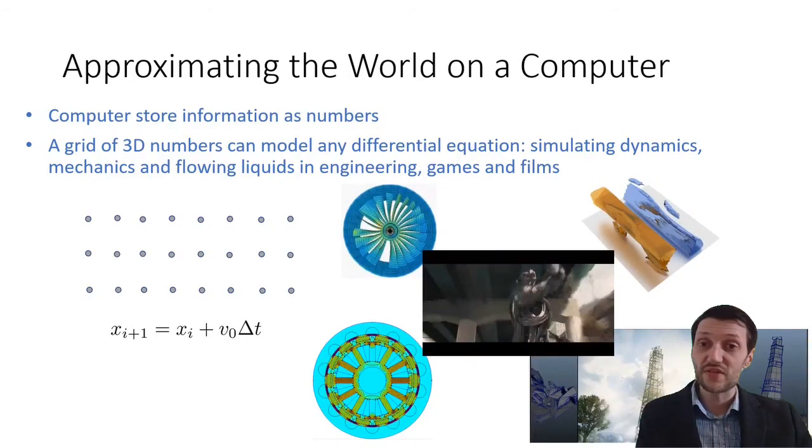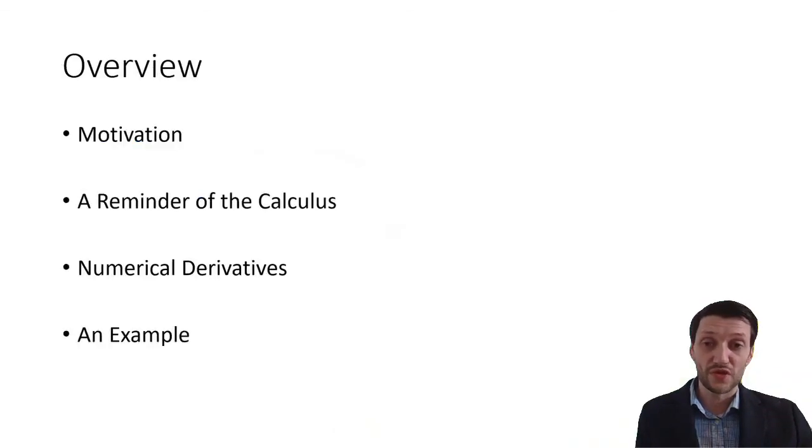So I've talked about the motivation for doing this. I've talked a bit about the calculus. Hopefully that's a good reminder for you. I finished with some examples of using numerical derivatives to get the velocity of a train.